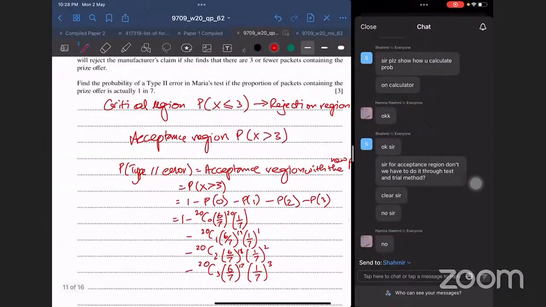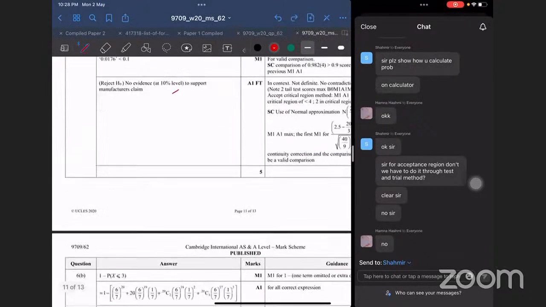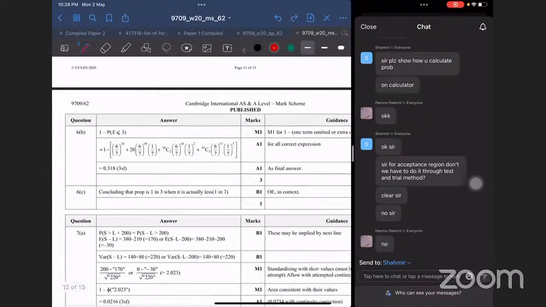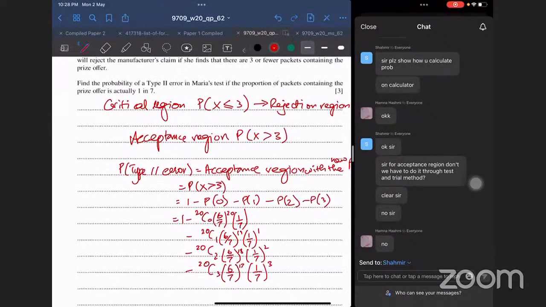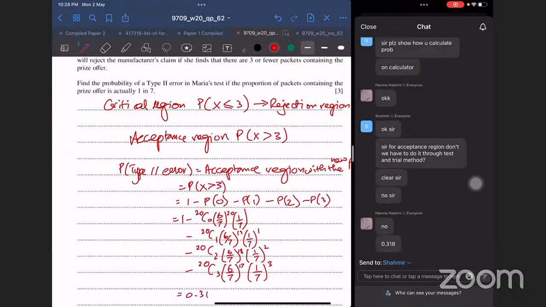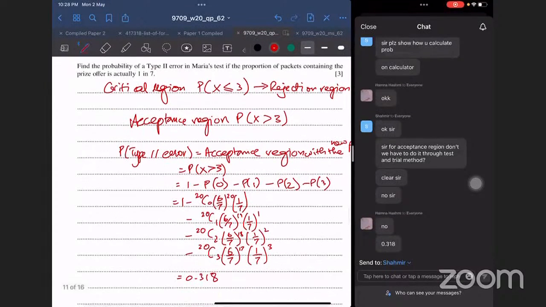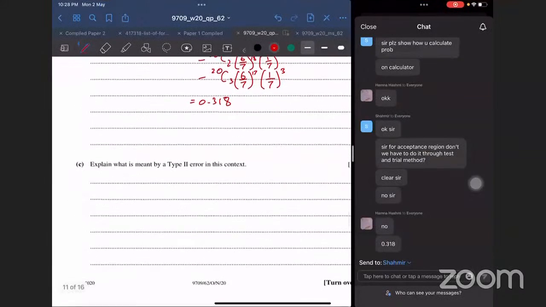इसकी प्रोबेबिलिटी किसी ने निकाली है? 0.318 आ रही है शायद. ओके ये टाइप 2 एरर हो गया. Explain what is meant by type 2 error in this context. टाइप 2 एरर वैसे क्या होता है?